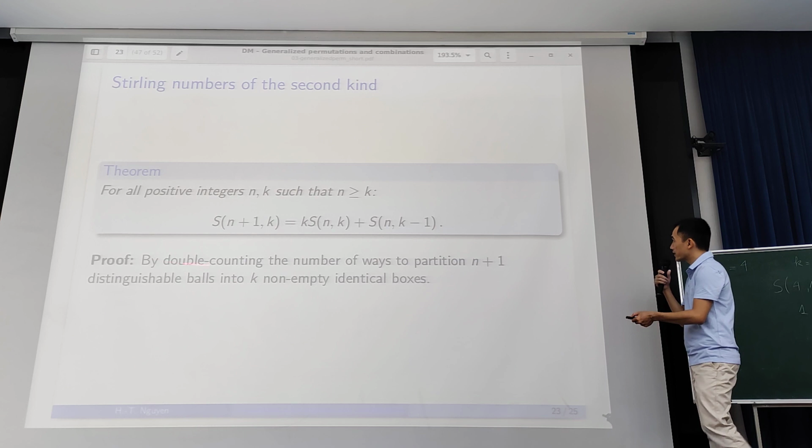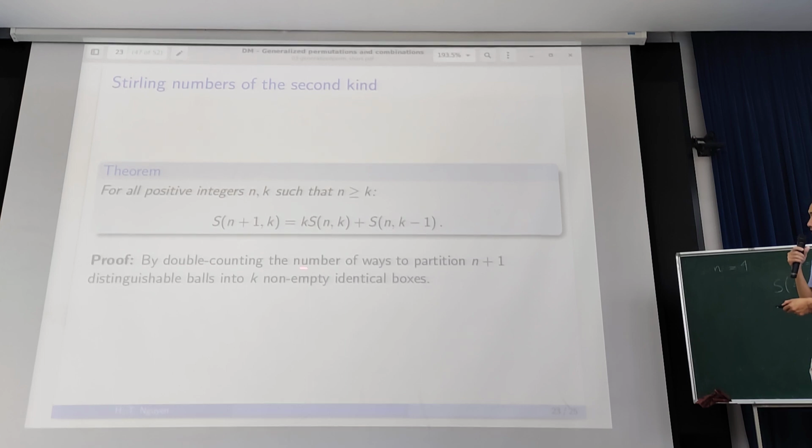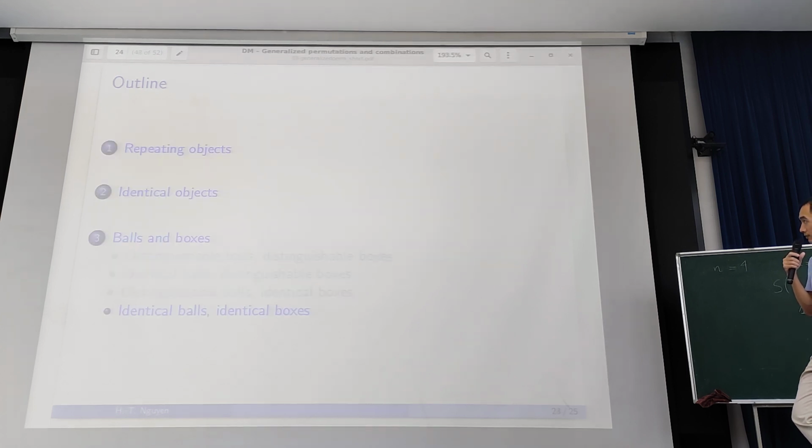So here you can see it on the slide. So the idea is to count the number of ways to put, you know that is the definition of the left-hand side. But we want to count the number of ways to put n plus 1 balls into k non-empty boxes in another way. We want to distinguish two cases, okay? So that one case gives us the first term in the sum here, and the other case gives us the second term, okay? So that is a double counting argument.